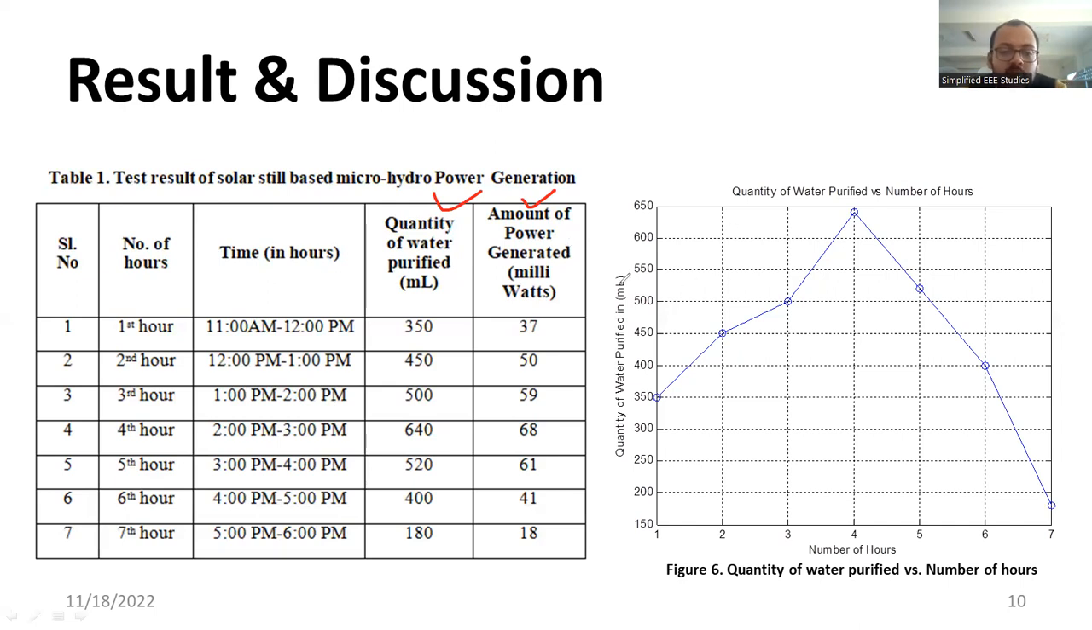Later we plotted the quantity of water purified versus the hours, the duration. We divided the duration into 7 segments, and we found that between 2 p.m. and 3 p.m. we could achieve the maximum water purification. Why? Because at that time the temperature is very high. As the temperature comes down, the purification rate also reduces. These are the basic observations we could make.